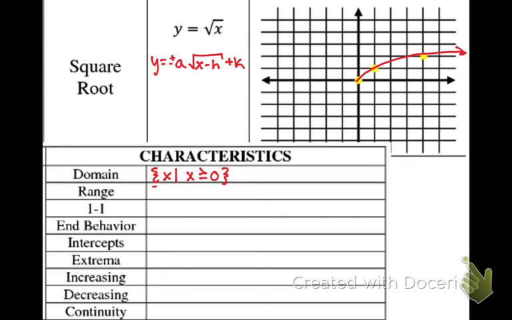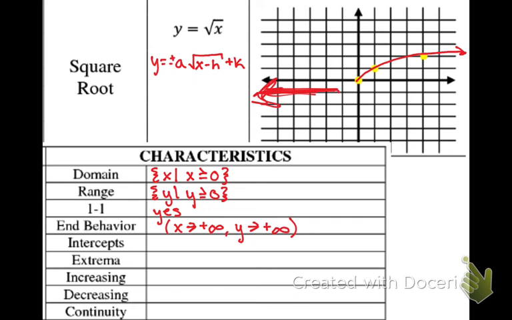Range. Y is greater than or equal to 0. Is it 1 to 1? Yes. Now, end behavior, I don't even have to talk about over here, do I? Because it's not my domain, is it? Nope. So as x approaches positive infinity, y approaches what? Positive infinity. Slowly, but it does, doesn't it?